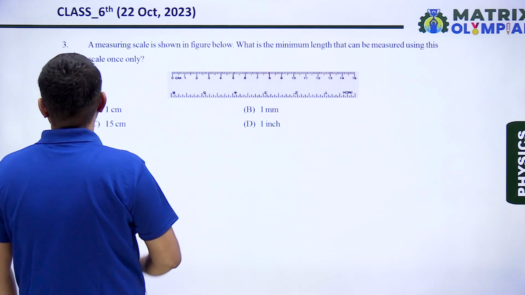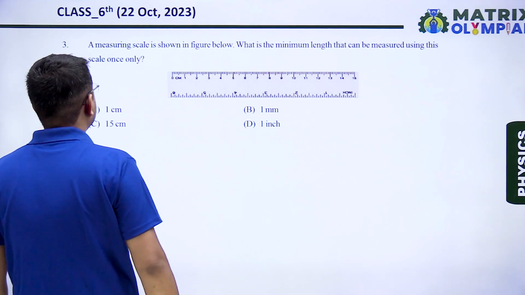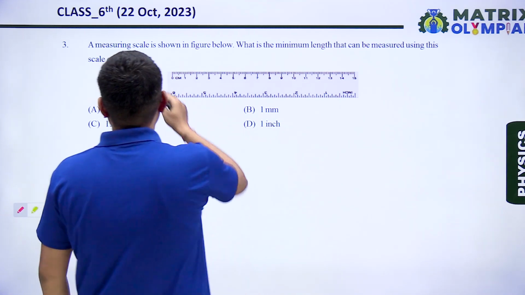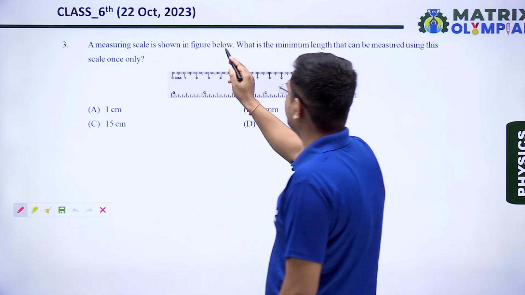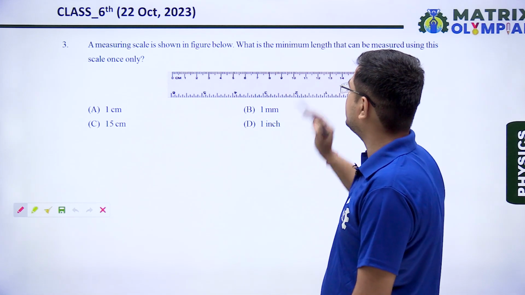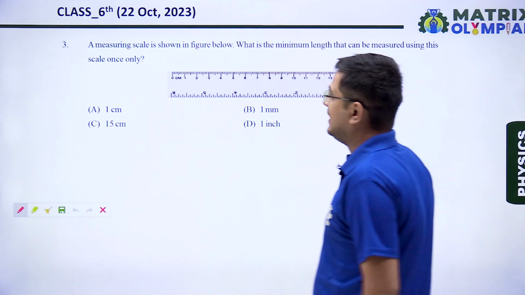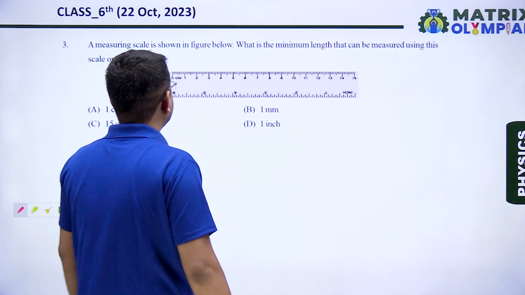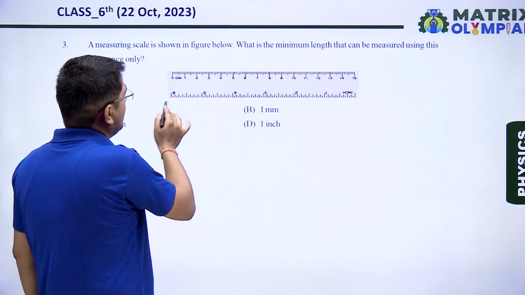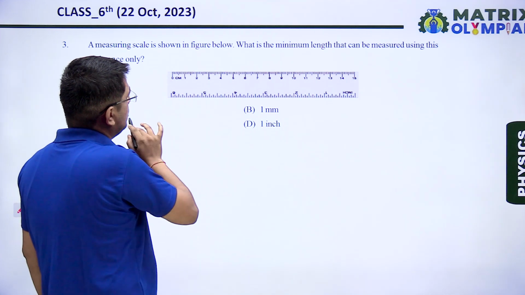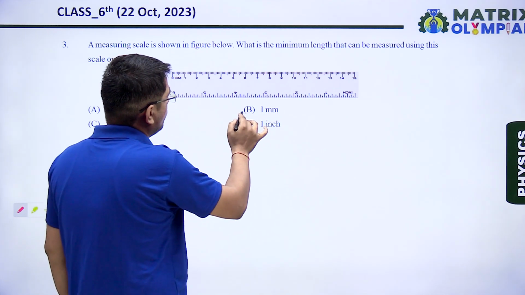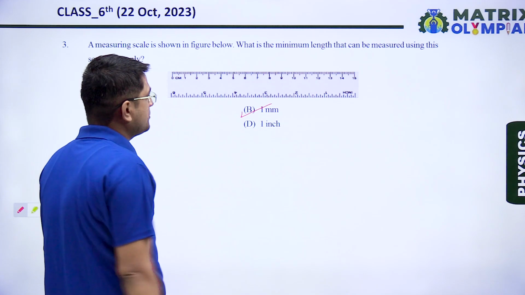Next question number 3. In question number 3, it is asked a measuring scale is shown in the figure below. Here we can see it. What is the minimum length that can be measured using this scale once only? So we can see here in this scale we can measure the minimum value, that is 1 millimeter, 1 mm. So correct answer is option B.